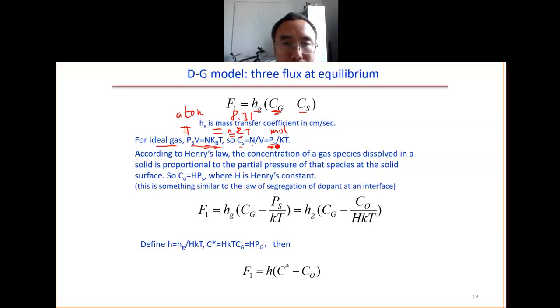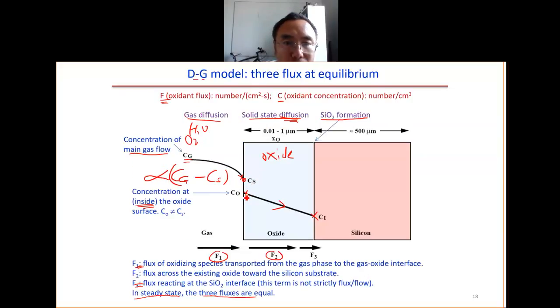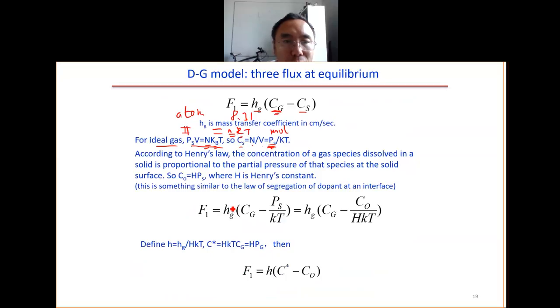So this is what happens on the surface, outside. Now we want to know what happens inside. What is C0? This is given by Henry's law. Henry's law says that the concentration of the gas species dissolved in a solid is proportional to the partial pressure of that species at the solid surface. So C0 equals H Ps, where H is the Henry's constant. This is different for different materials.